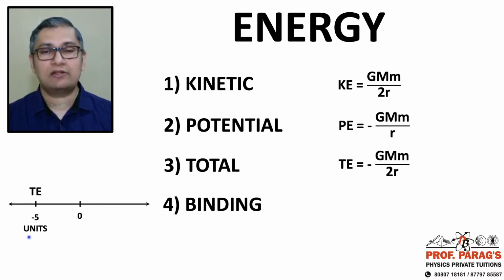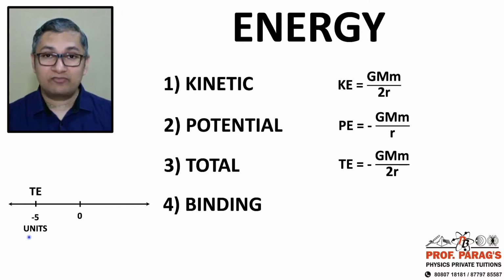But the minimum that you have to give it is called the binding energy. So it is defined as the minimum amount of energy needed to be given to the satellite in order to free it from the gravitational influence of the planet. In our case, it's Earth, right?